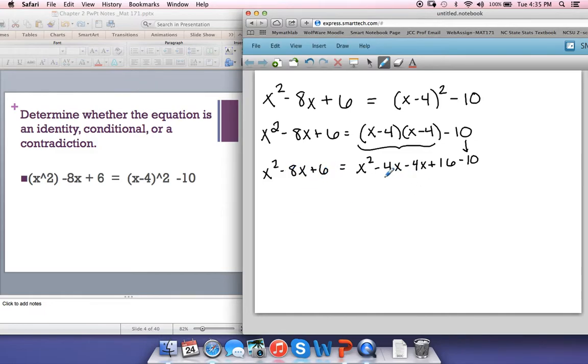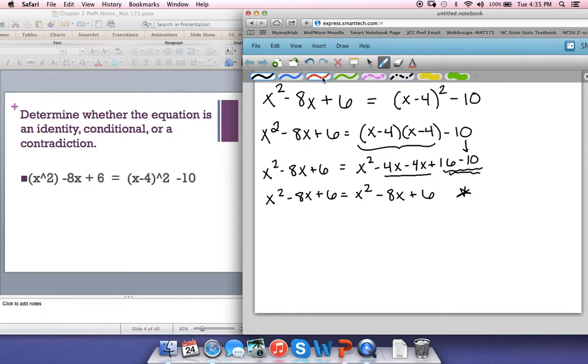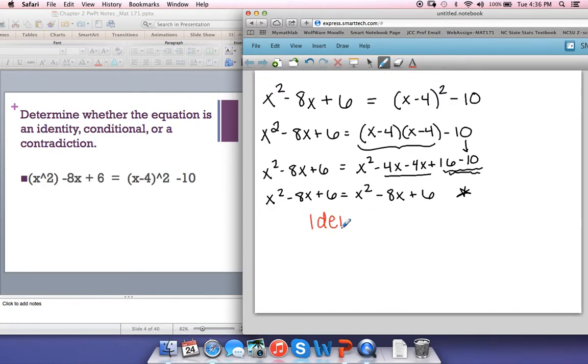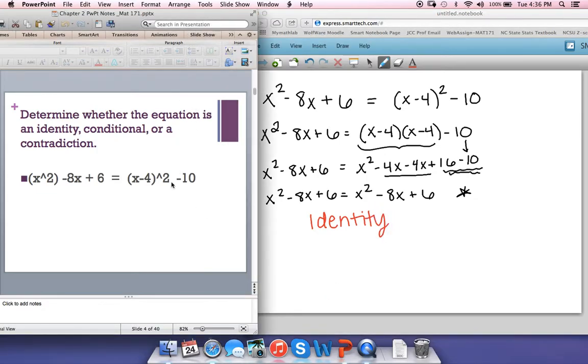Okay? I'm going to go ahead and combine my like terms here and here. So this would be x squared minus 8x plus 6 equals x squared minus 4x minus 4x is minus 8x, plus 16 minus 10 is plus 6. So here is the final solution. There's no simplification that can be done. So at this point, I want to identify, was this an identity, a conditional, or a contradiction? Well, I have the same exact thing on the left and the same on the right. Therefore, it is true for all real numbers, and this is an identity. All right? So you kind of get an idea of what we're talking about.